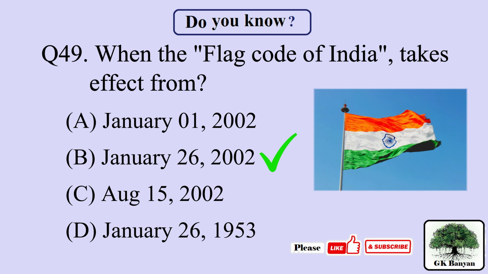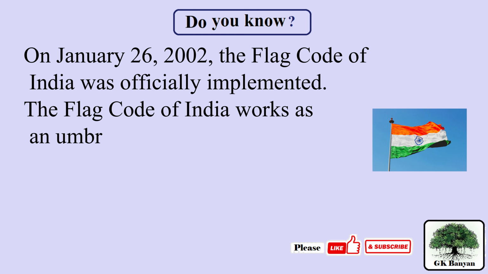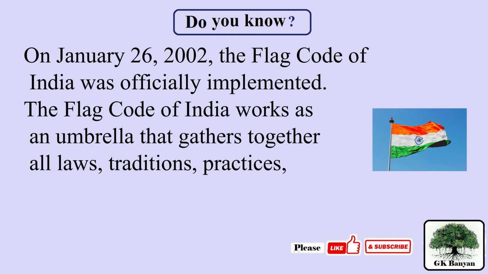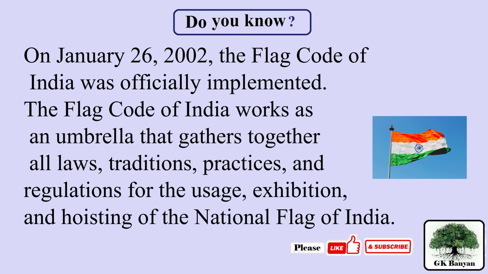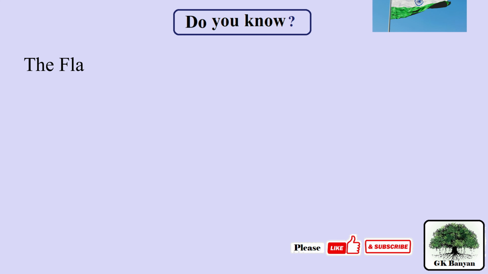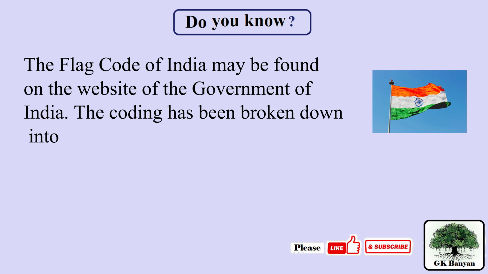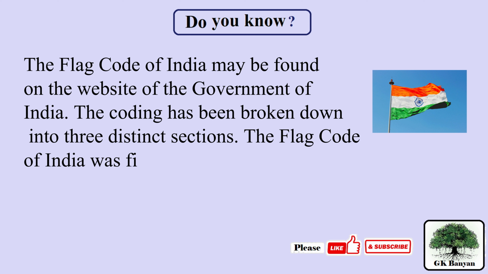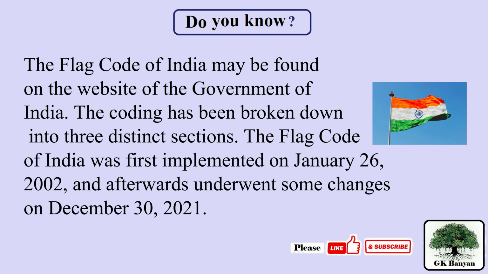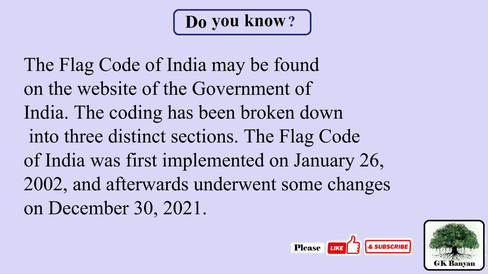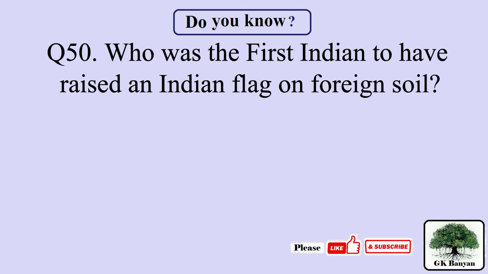January 26, 2002. On January 26, 2002, the Flag Code of India was officially implemented. The Flag Code of India works as an umbrella that gathers together all laws, traditions, practices and regulations for the usage, exhibition and hoisting of the national flag of India. The Flag Code of India may be found on the website of the Government of India. The code has been broken down into 3 distinct sections. It was first implemented on January 26, 2002 and afterwards underwent some changes on December 30, 2021.